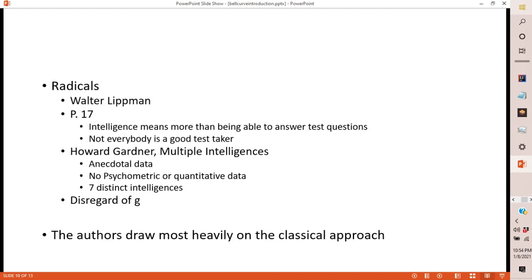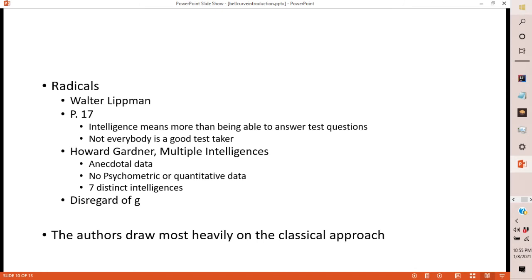Then there's radicals. Like we had mentioned, Walter Lippmann. Intelligence means more than being able to answer test questions. Not everybody's a good test taker. I remember I always used to say this: I do terrible on the ACT, SAT. I'm not a good test taker, right?